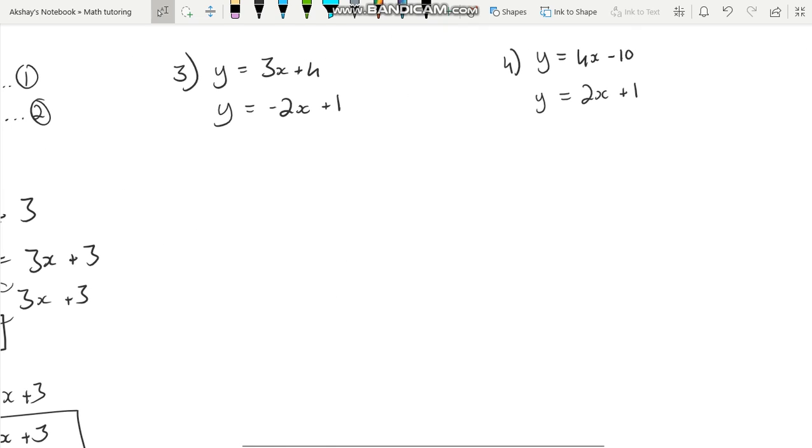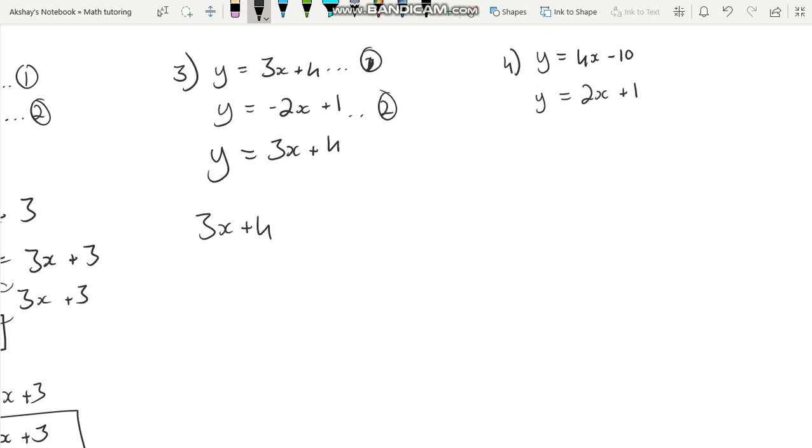Alright, moving on. I have y is equal to 3x plus 4 and y is equal to negative 2x plus 1. At any point of the video, you can pause the video and try these questions yourself. So I know y is equal to 3x plus 4. So I'm going to plug that y value into my second equation, which would be 3x plus 4 equal to negative 2x plus 1.